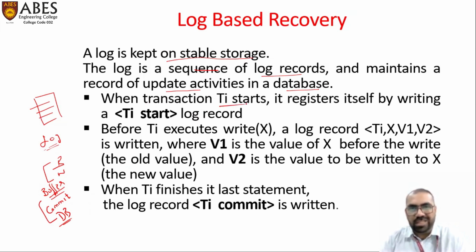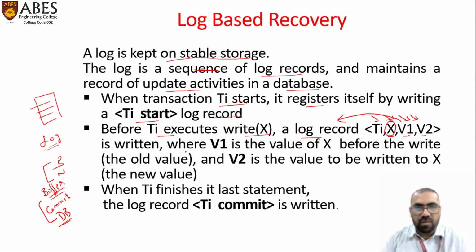When a transaction Ti starts, it registers itself by writing <Ti start> in a log record. Before Ti executes write(X), a log record <Ti, X, V1, V2> is written. Here Ti is the transaction, X is the data item we are writing on, V1 is the value of X before the write, that is the old value, and V2 is the value written to X, that is the new value.